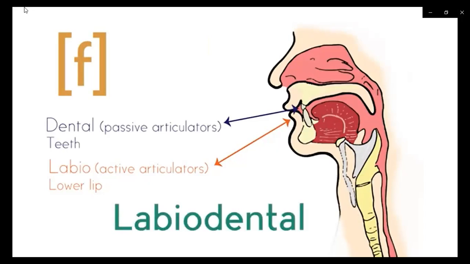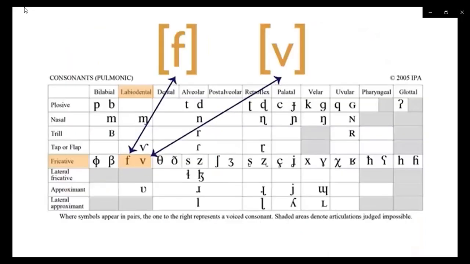So I'm going to talk about the manners later. But if you try to say the sound fa, you will obviously notice that the upper teeth and lower lips are involved, right? And the sound va, you see, that's also labiodental.